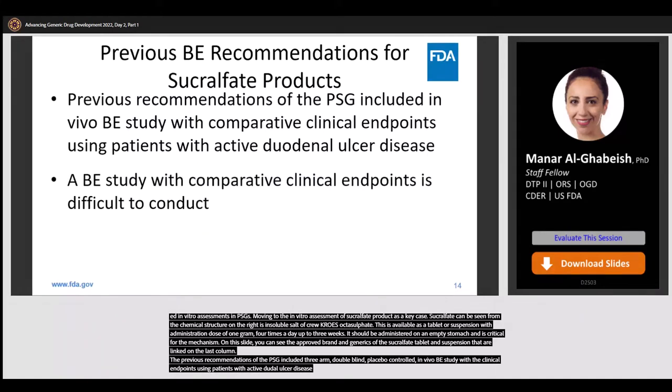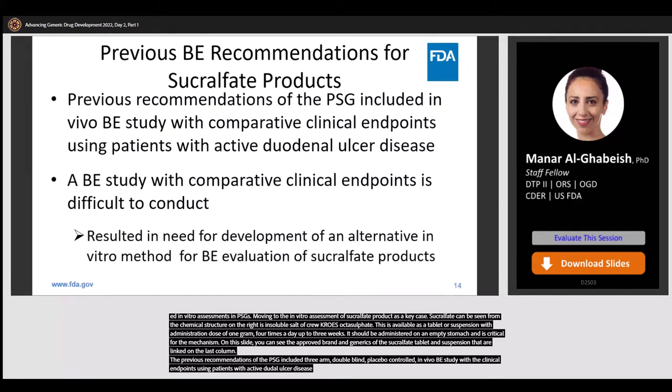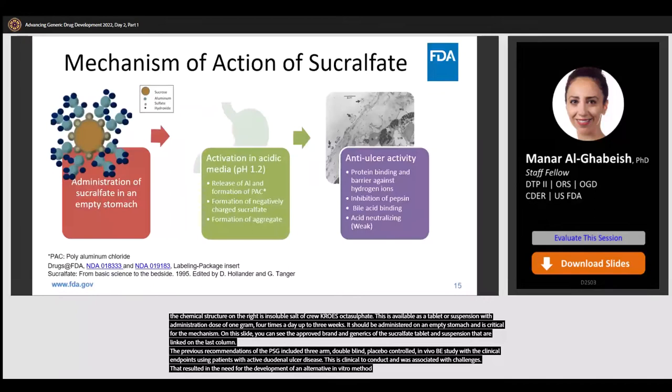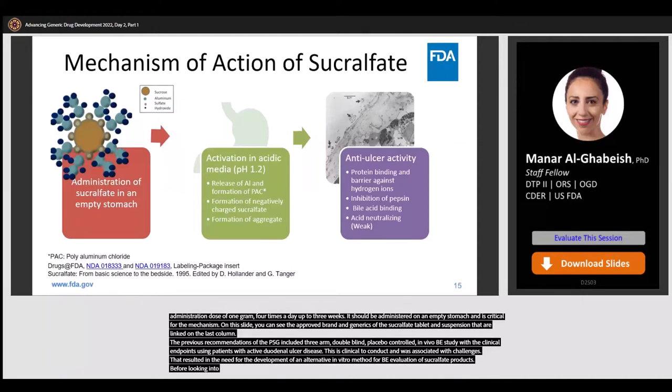The BE study with a comparative clinical endpoint is difficult to conduct and was associated with challenges. That resulted in the need for the development of an alternative in vitro method for BE evaluation of sucralfate products. Before looking into the in vitro assessment of sucralfate products recommended in the current PSG, and to understand the rationale behind those in vitro assessments, we need first to understand the mechanism of action of sucralfate.